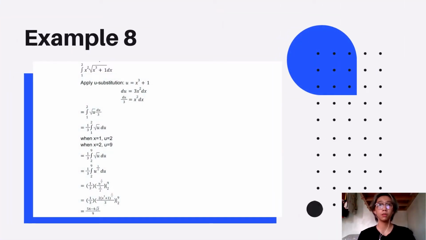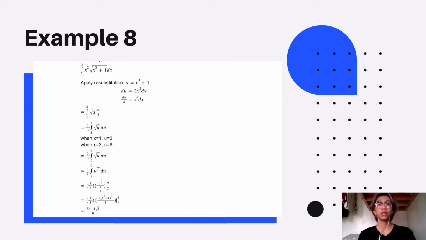For our first example, we're given the integral from 1 to 2 of x² times the square root of x³ + 1 dx. Our first step here is to apply u-substitution by substituting x³ + 1 with u and getting the derivative of that, which gives us du equals 3x² dx. In order to get the same value in the equation, we're going to divide both sides by 3, which gives us du over 3 equals x² dx.